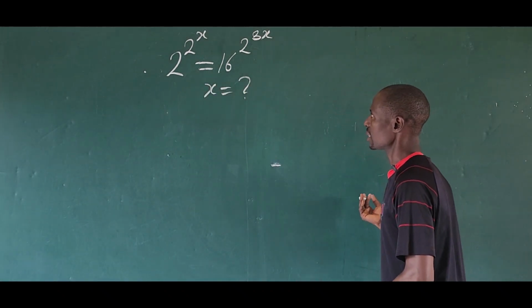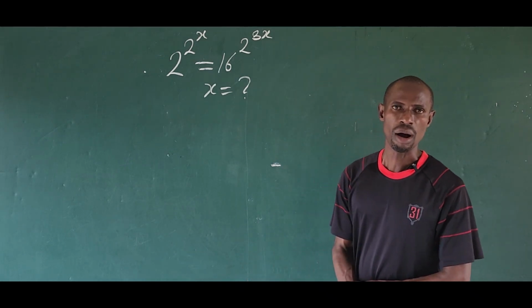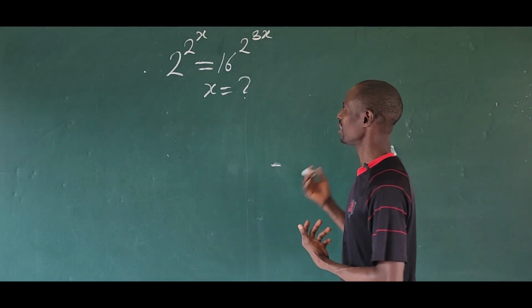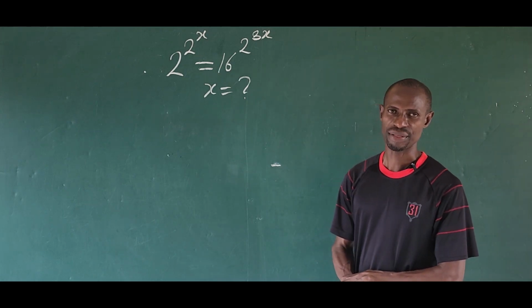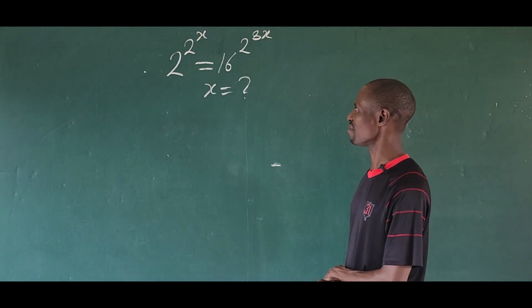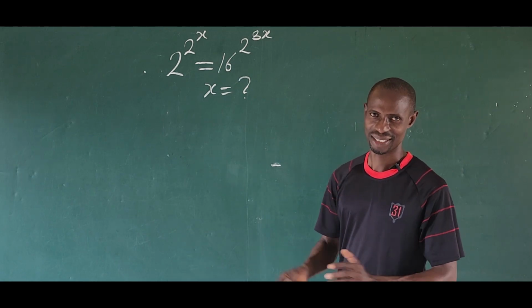Check out this exponential challenge here. The question is 2 to the power of 2, all raised to the power of x, equals 16 to the power of 2, all raised to the power of 3x. This is a simple one, if you know how to manipulate powers, okay?